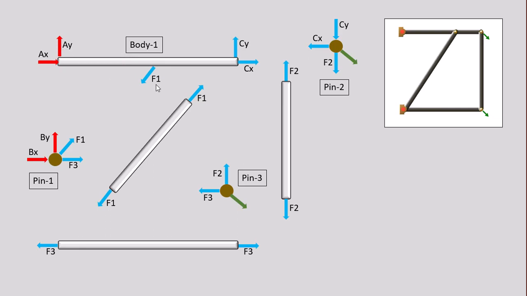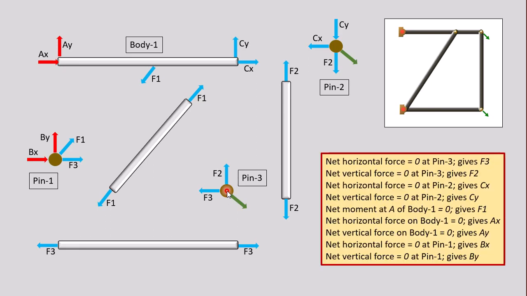So body 1 has 1, 2, 3, 4, 5 unknowns. Pin 1 has 1, 2, 3, 4 unknowns. This pin has only 2 unknowns. So we go to pin 3 and find F3 and F2. Once F2 is known, we can go to this pin and calculate Cx and Cy. When Cx and Cy are known, body 1 now has only 3 unknowns, Ax, Ay, and F1. We can calculate those. And then we can go to pin 1 because F3 we calculated from pin 3, F1 we calculated from body 1, so now we can calculate Bx and By.